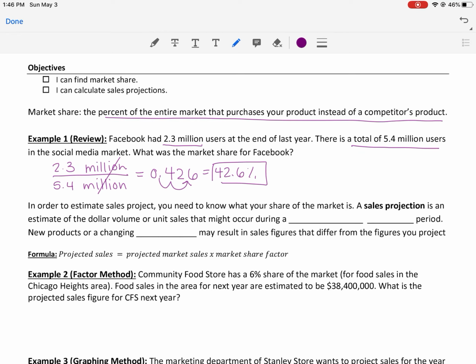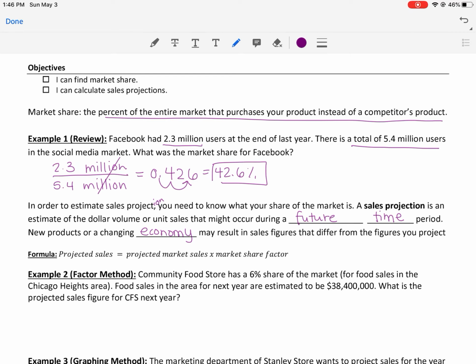Okay, we're going to use this now to help us with sales projections. So in order to estimate a sales projection, sorry about that spelling, you need to know what your share of the market is. A sales projection is an estimate of the dollar value or unit sales that might occur during a future time period. New products or a changing economy may result in sales figures that differ from figures you project.